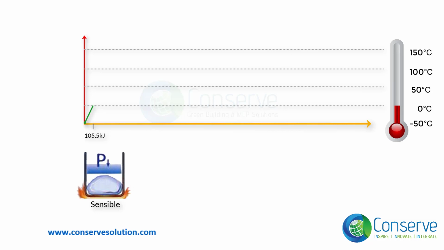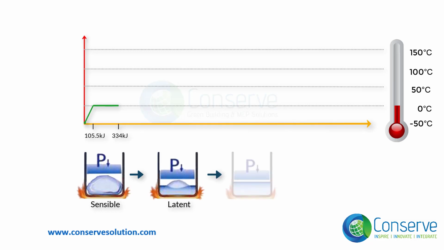The heat gain in the process can be calculated by the formula. So the sensible heat required to increase the temperature of ice from minus 50 degrees Celsius to 0 degrees Celsius is 105.4 kilojoule. When further heat is added, the temperature will not increase. The heat added is utilized to convert ice to water. The temperature remains constant at 0 degrees Celsius till all the ice is converted to water. The heat added to convert ice to water at 0 degrees Celsius is the latent heat. The latent heat to convert ice to water can be calculated from the formula.